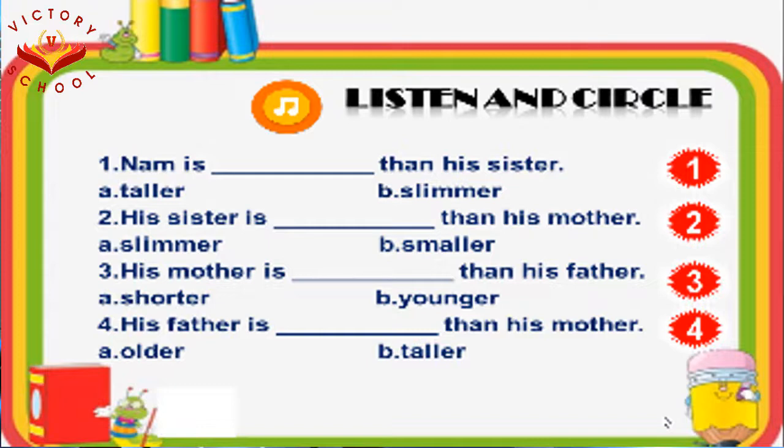Hi, my name's Nam. This is my family. My father, my mother, my sister, and me. 1. I'm not very tall, but I'm taller than my sister. 2. My sister's slim. She's slimmer than my mother. 3. My mother's 33 years old. She's younger than my father. 4. My father's tall. He's taller than my mother.